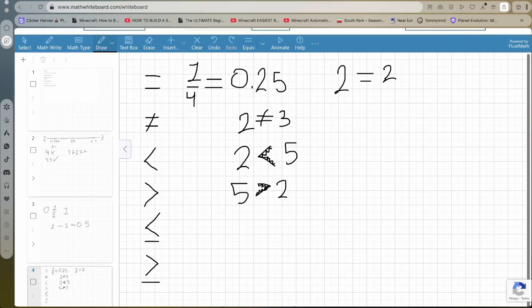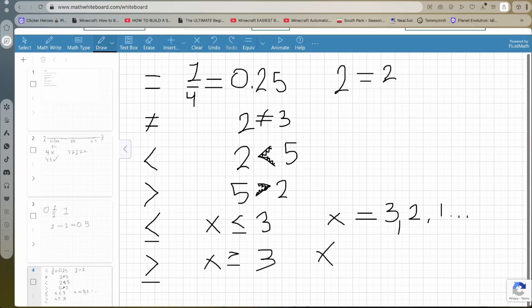These last two are essentially the same as the previous two, except it includes equal to. So you could say that x is smaller than or equal to 3, which means that x could equal 3, 2, 1, and so on. And this is the reverse for the other symbol. X is larger than or equal to 3. X could equal 3, 4, 5, and so on. And as you can see, these both include 3.